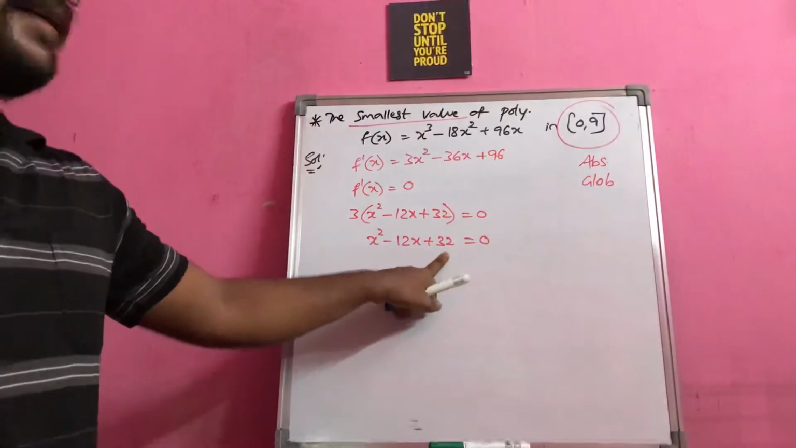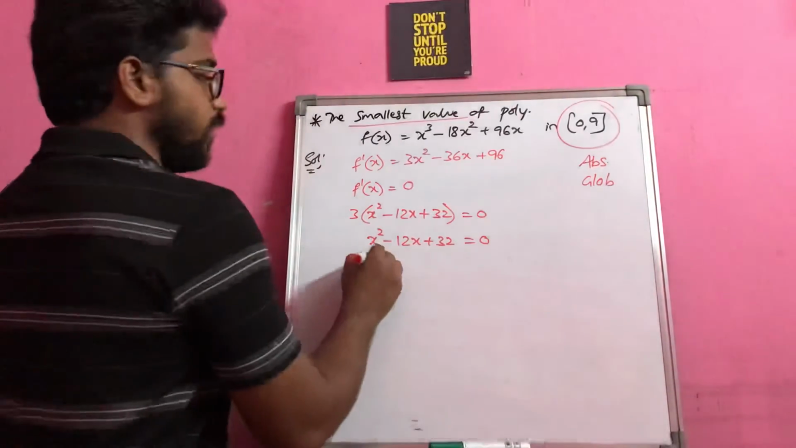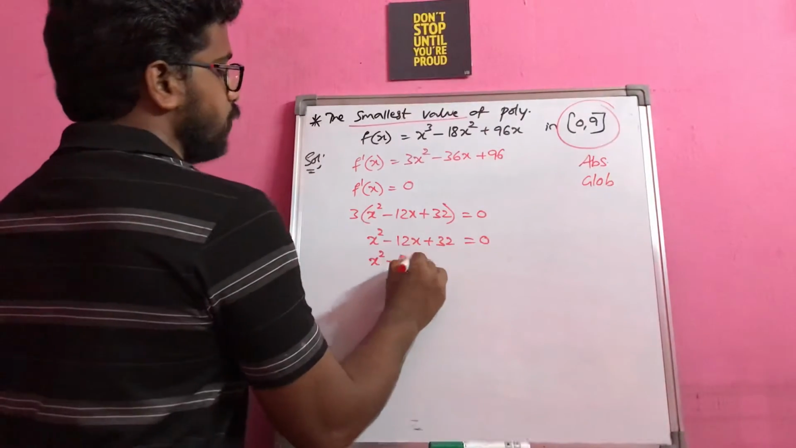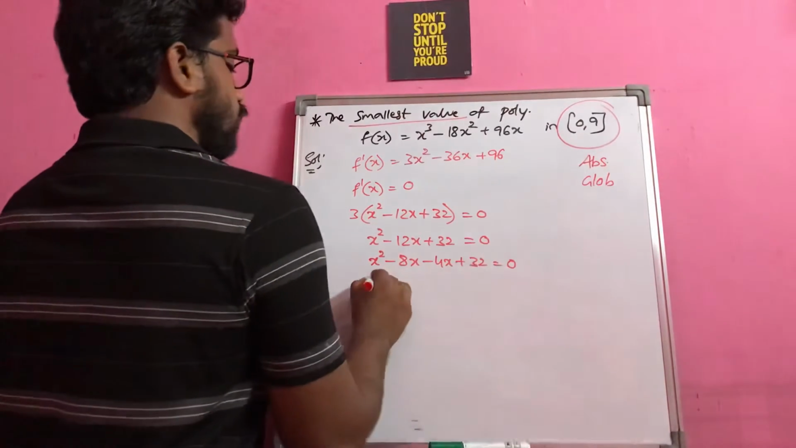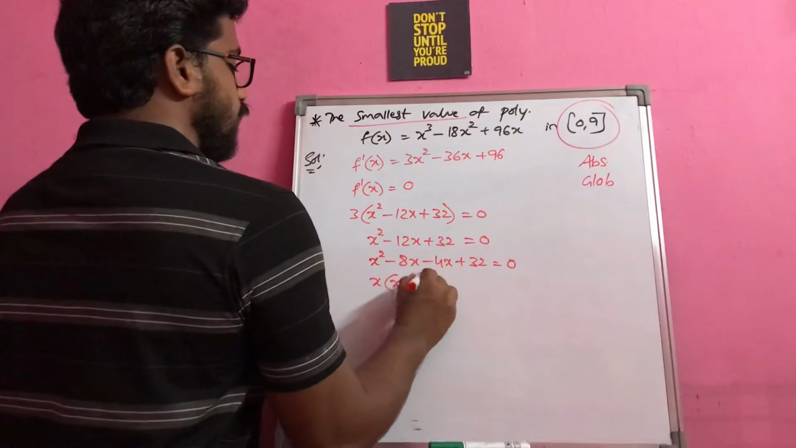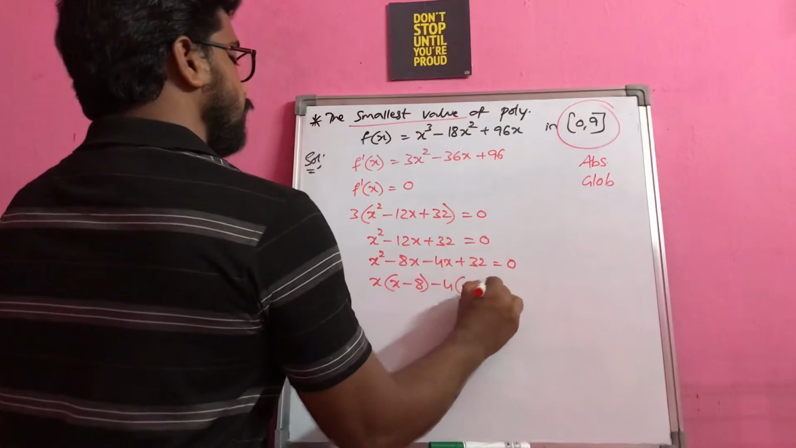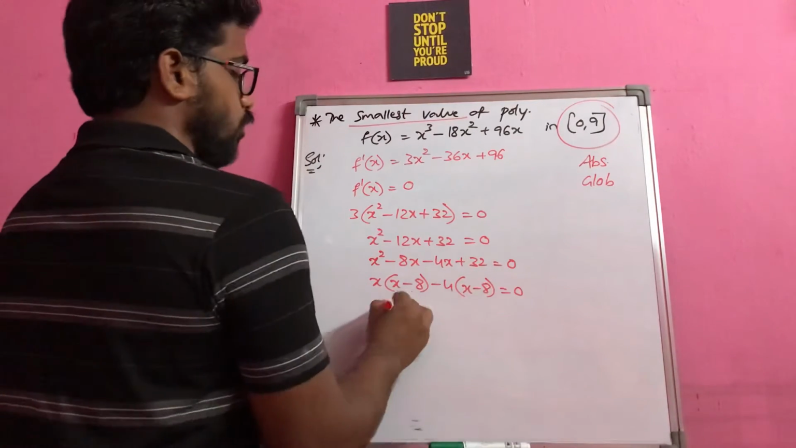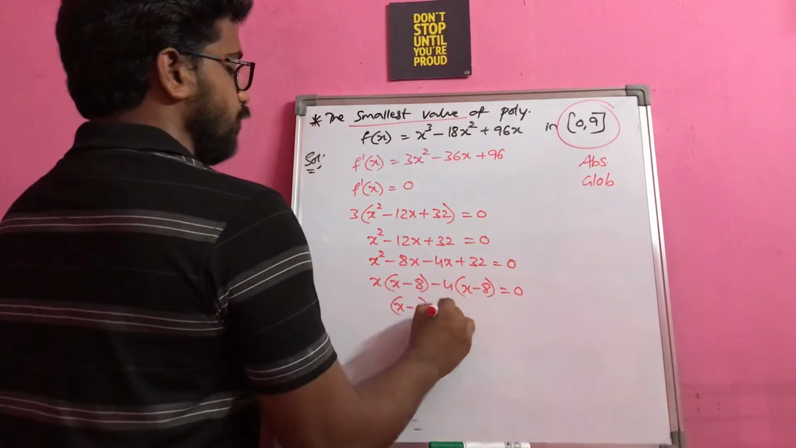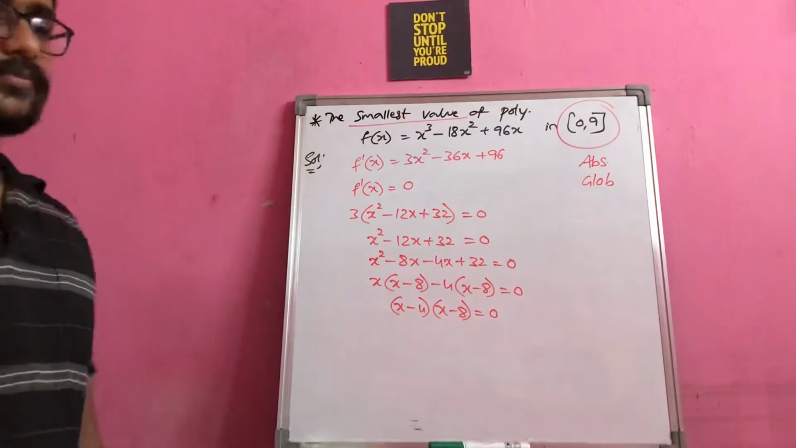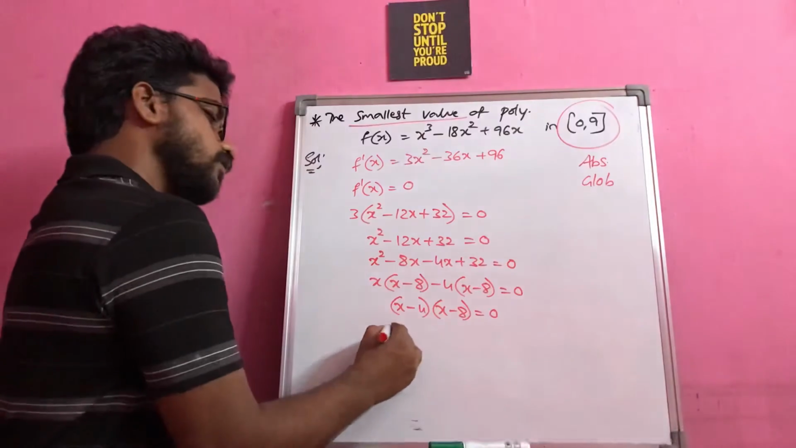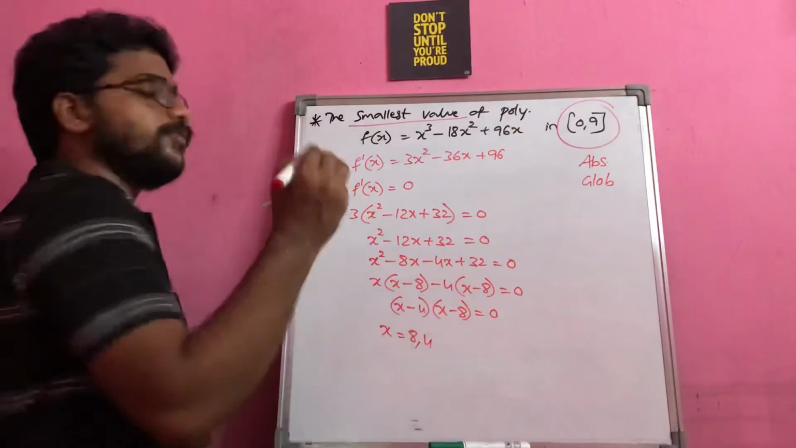So this 32 can be written as minus 8 into minus 4, because my requirement is minus 12 and plus 32. So that means I am getting x into x minus 8 minus 4 into x minus 8 is equal to 0, which is x minus 4 into x minus 8 is equal to 0. So that means you are getting x is equal to 8, 4.